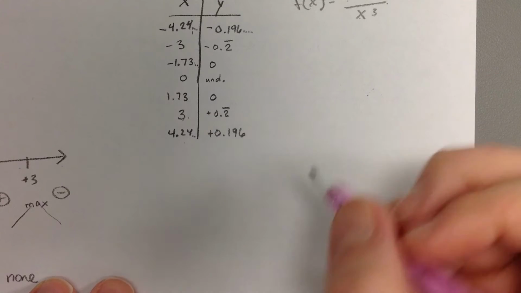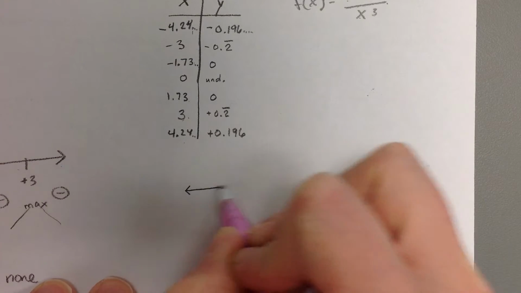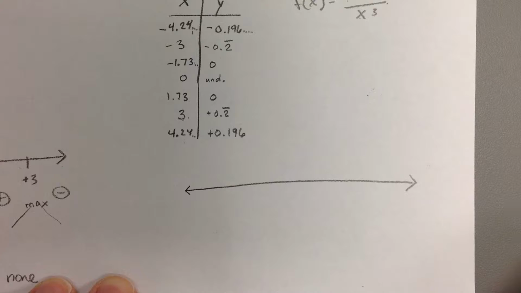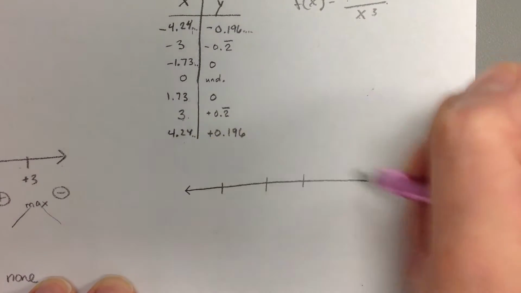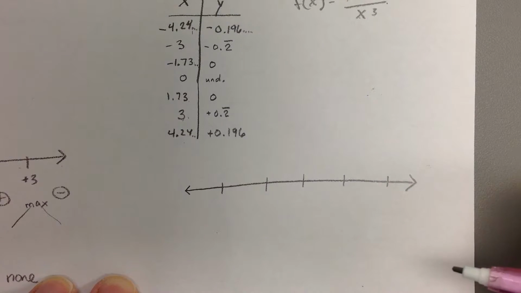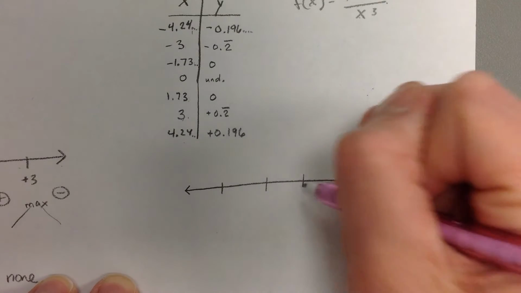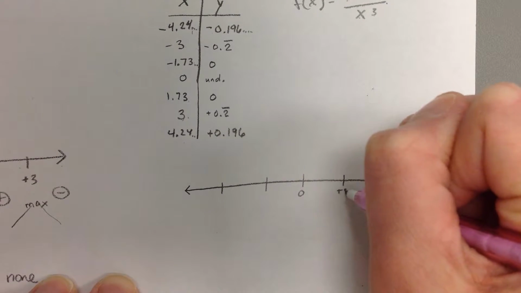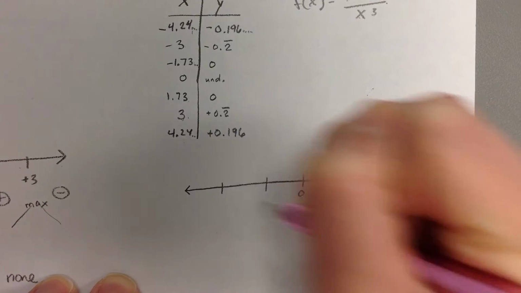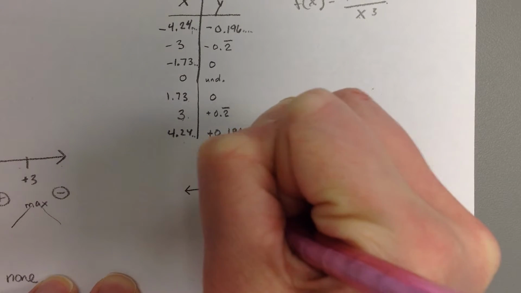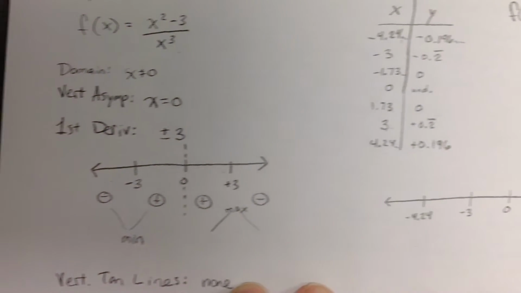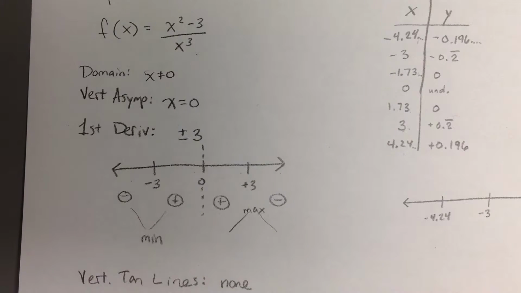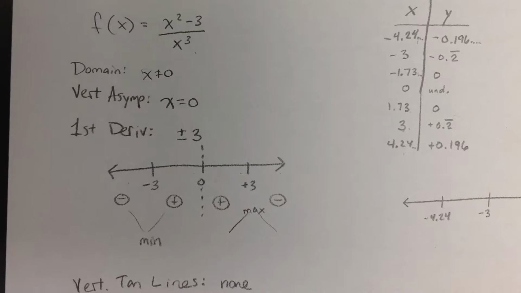I'm also going to take a number line and superimpose our first and second derivative tests on this. I'm going to put on my inflection points and my extreme value points on this same number line. So we have 0, positive 3, positive 4.24, negative 3, negative 4.24. There we go.